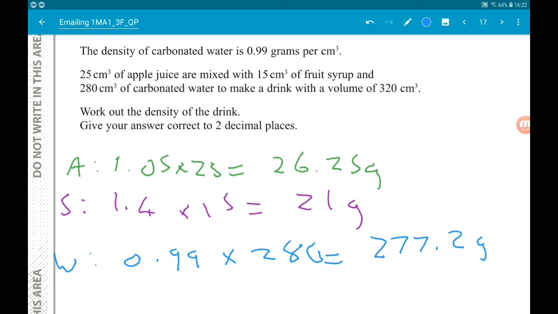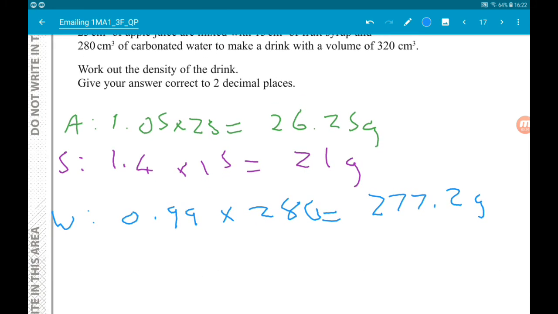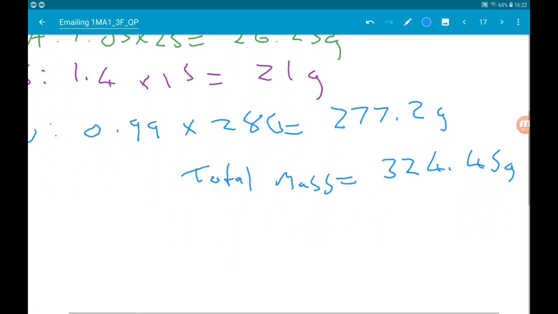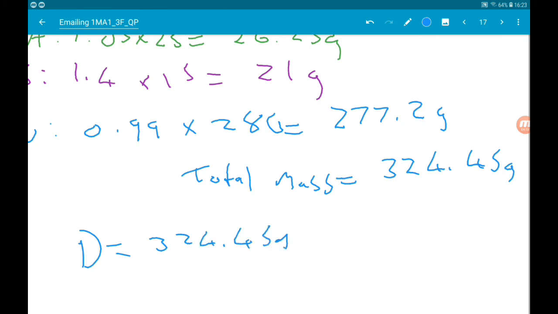Now, if we add that all up, total mass is 324.45 grams. So then density is that divided by the volume, 320 centimetre cubed. Now to two decimal places, that gives us 1.01 grams per centimetre cubed.